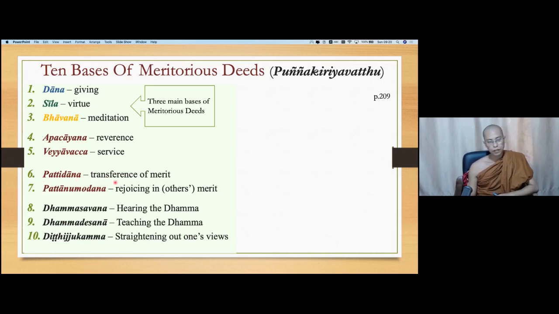And that's number 6, pattidana. It is transference of merit. What we have done, the merit, after that we share or we transfer to others. After finishing every lesson, we share our merit. It is a kind of meritorious deed, which is called pattidana.